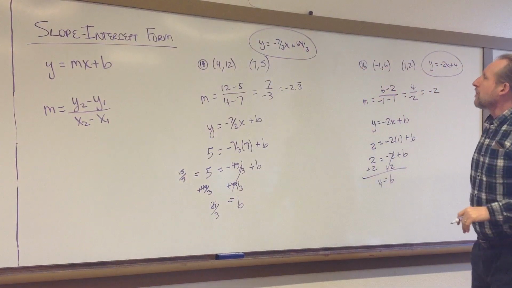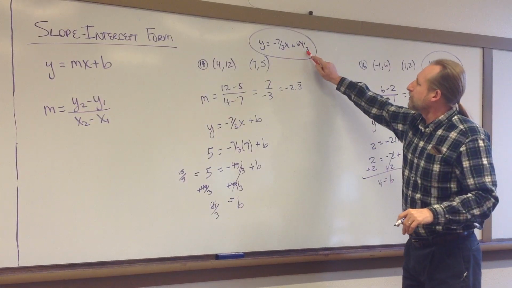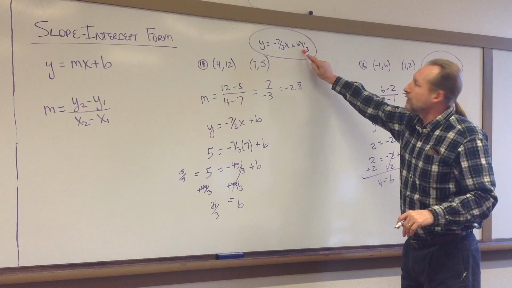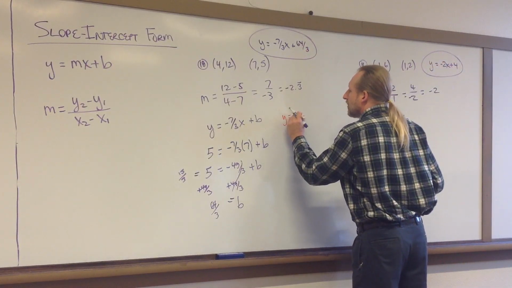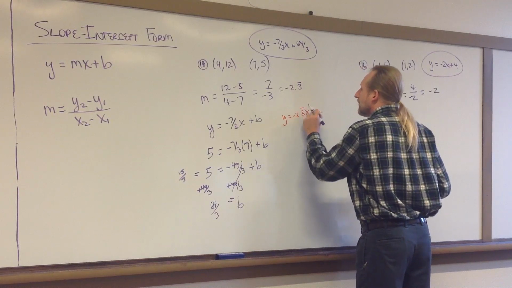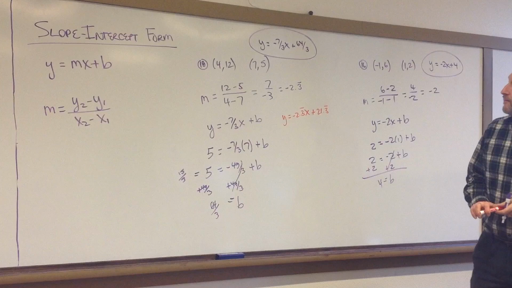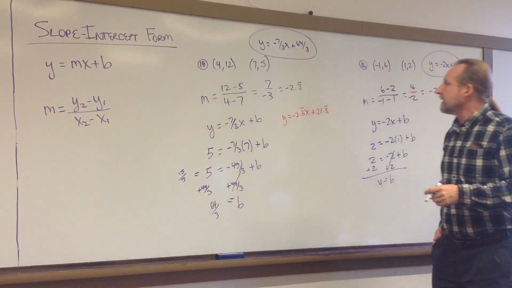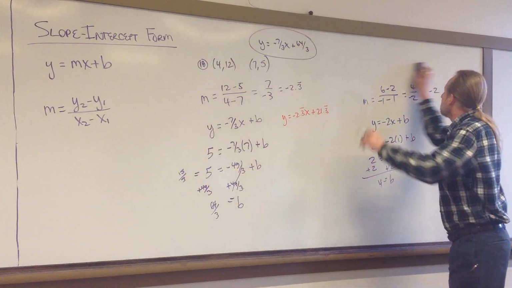Okay. If you did this in decimals, this one would be, what, 21.3 repeating. So you could also call it negative 2.3 repeating x plus 21.3 repeating. That's also equivalent to this correct answer right here. They're both equally correct. All right. Let's keep moving.